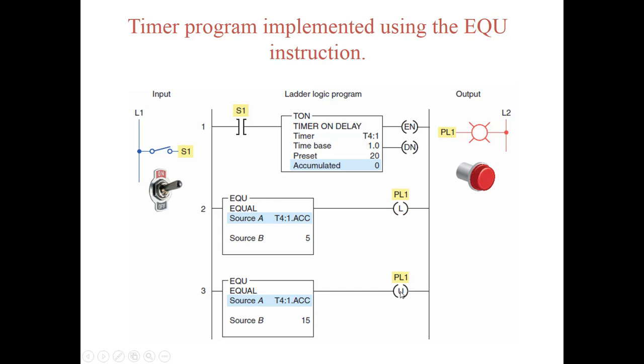So in this case, the light is on when the timer is between 5 and 15, and the timer keeps going 16, 17, 18, 19, 20, and it's done timing. But between 5 and 15, it looks like this pilot light would be on.